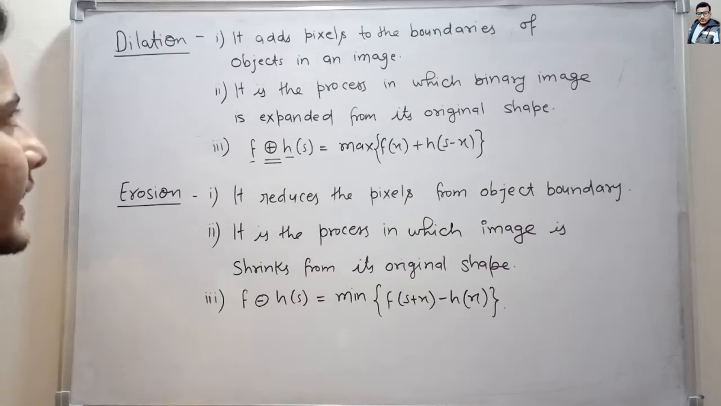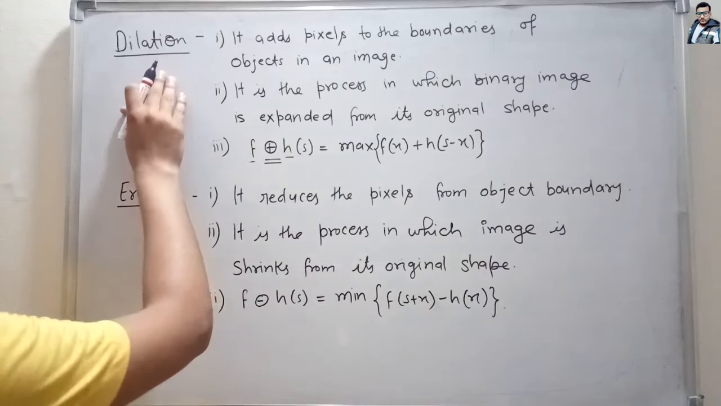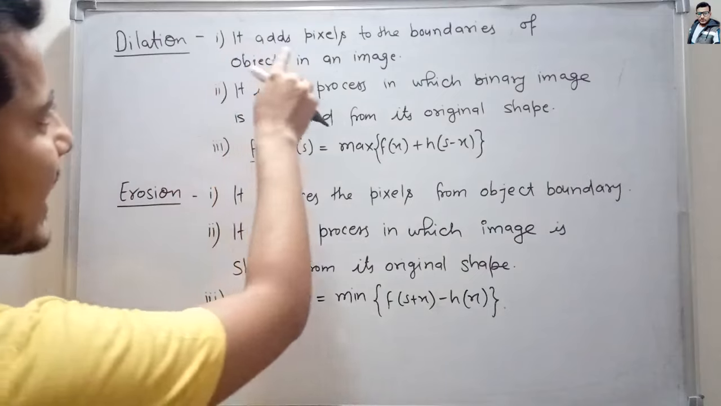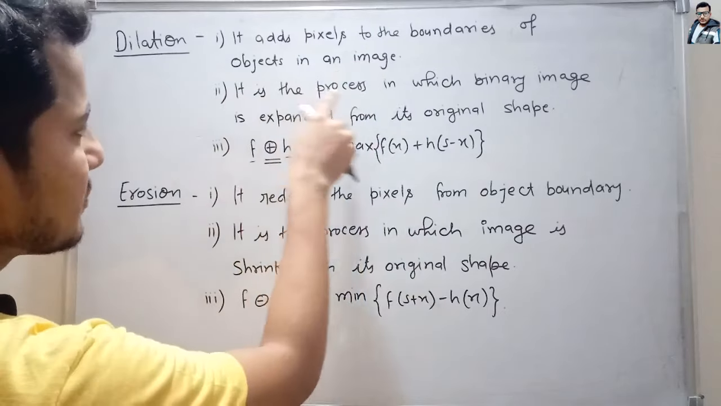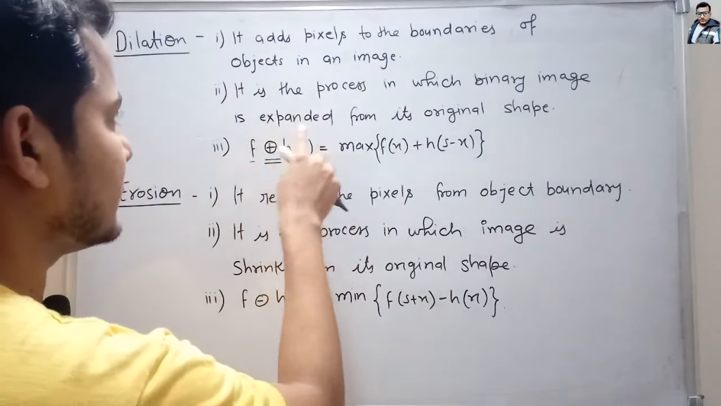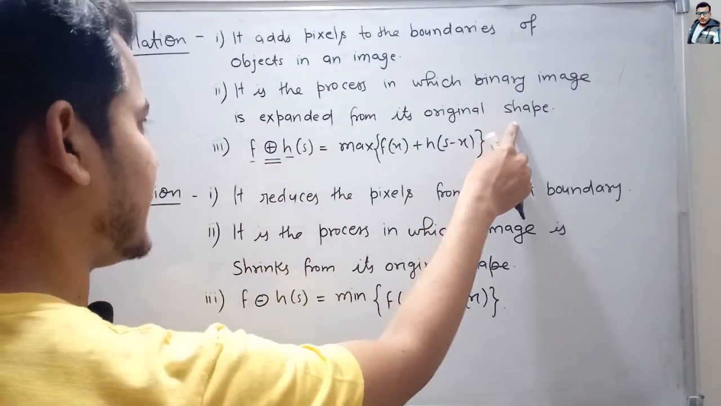Hi friends, in this video we will see the dilation, erosion, opening and closing of morphological filtering, morphological image processing. So let's start with the dilation. It adds pixels to the boundaries of objects in an image, and it is a process in which a binary image is expanded from its original shape.